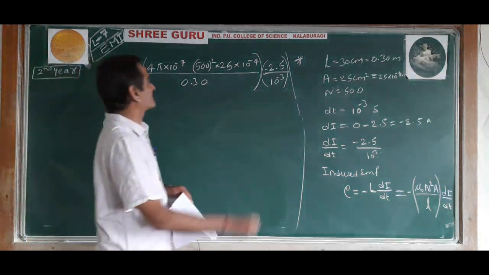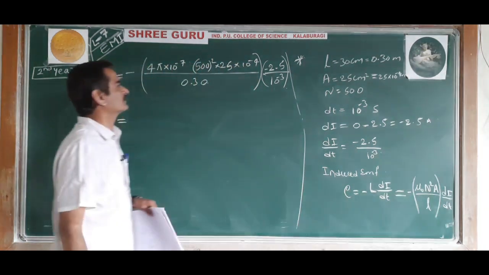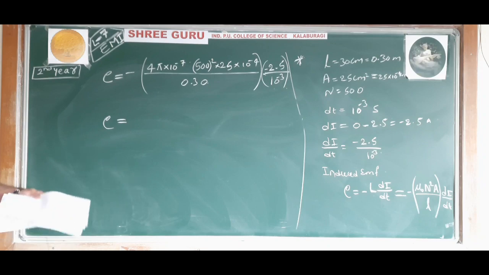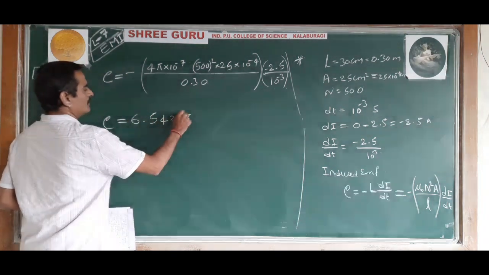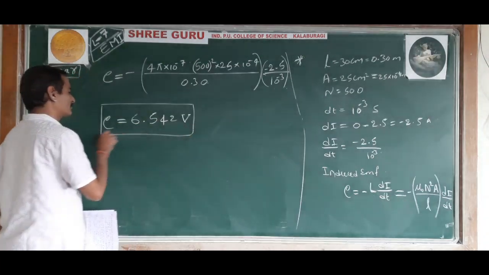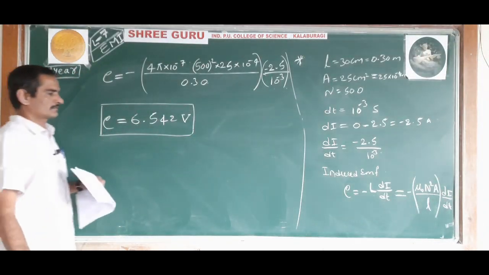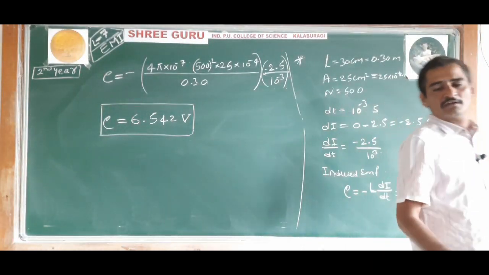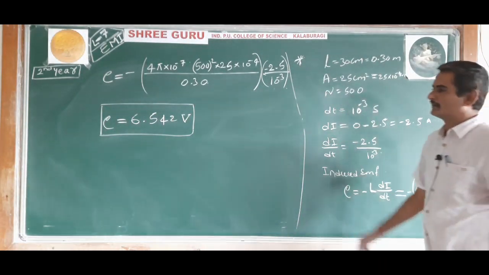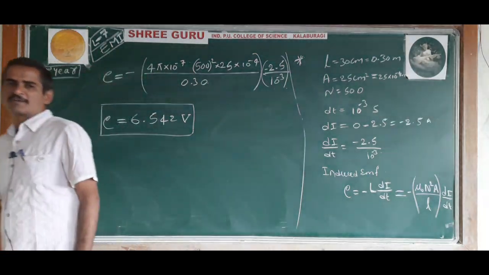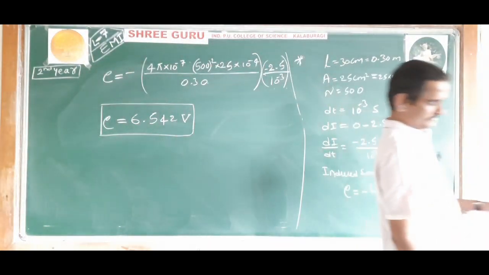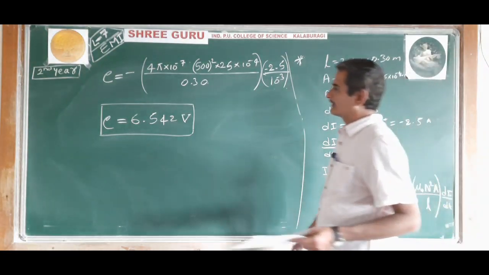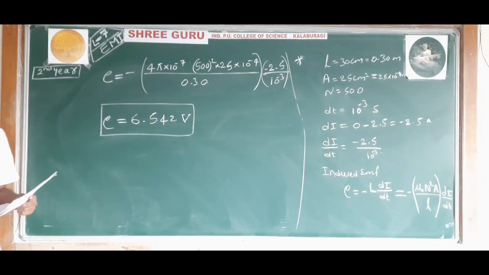The calculation is left to you, you do the calculation of this one, and I will tell you the final answer. On calculation, the answer comes out to be 6.54 volt. So this is the answer for the back EMF. Back EMF is nothing but induced EMF. Understood? Okay, so this was an NCERT solution. Next, write another question.